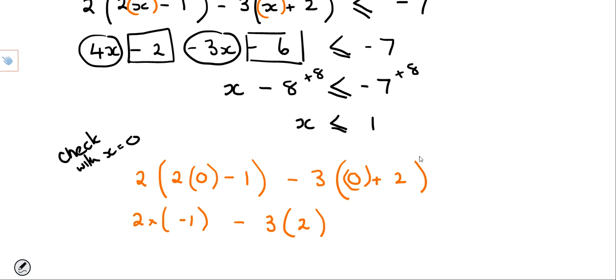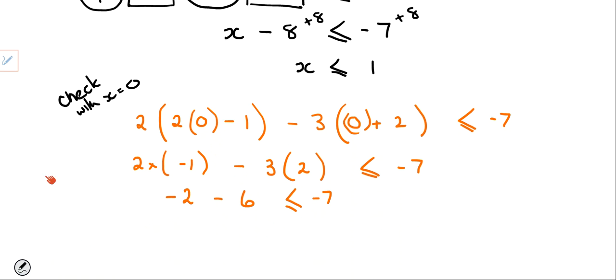All of that at the moment should be less than or equal to minus 7, if I'm correct. So what's 2 times minus 1? Minus 2. Minus 3 times 2 is 6. Should be less than or equal to minus 7. What's minus 2, subtract another 6? Minus 8, which was already there. Minus 8 is less than or equal to minus 7. Is that correct?